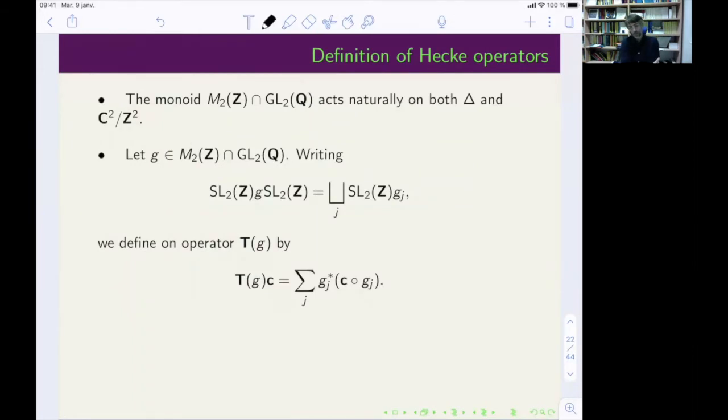So let me explain where comes this operator. You start with a matrix that belongs to M2Z intersected with GL2Q. And you consider the double class associated to this matrix, the double class with respect to SL2Z. And this double class, in fact, can be decomposed into a finite union of left classes of SL2Z. The g_j are matrices in GL2Q, and there are finitely many of them. And once you have this, then I will define the operator that I will call T_g, acting on our map C that we consider. We just take the pullback of C composed with g_j by the map g_j.